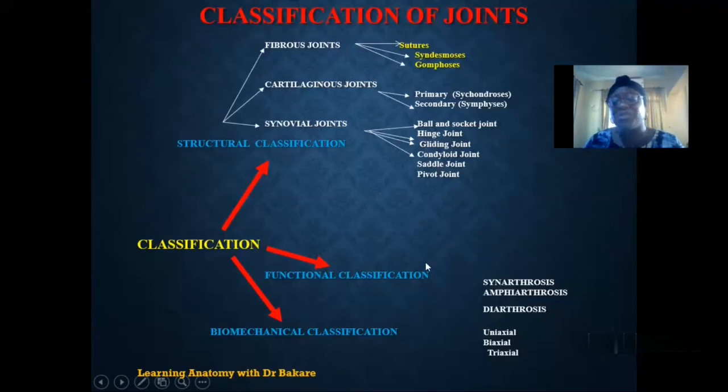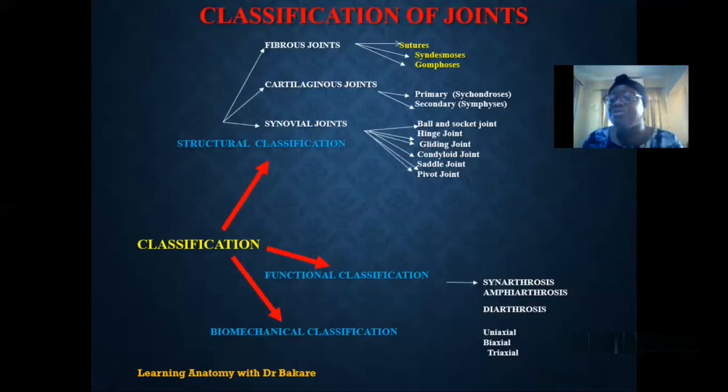Then when we try to classify joints based on the function that they exhibit, that is the degree of movement that they exhibit, whether they exhibit little or no movement, or they exhibit slight movement, or even a wide range of movement. These are the basis on which functional classification is done.